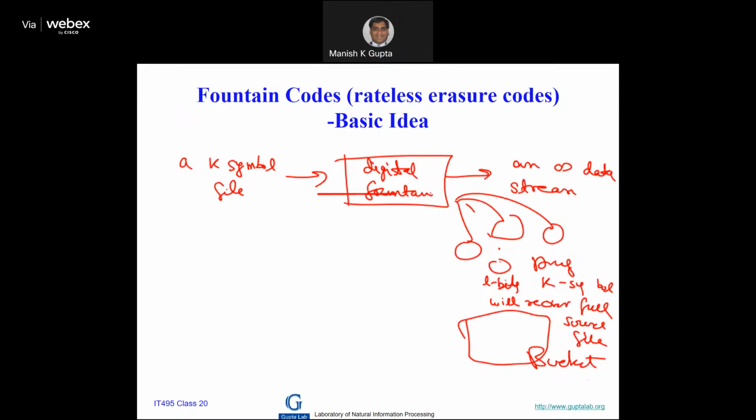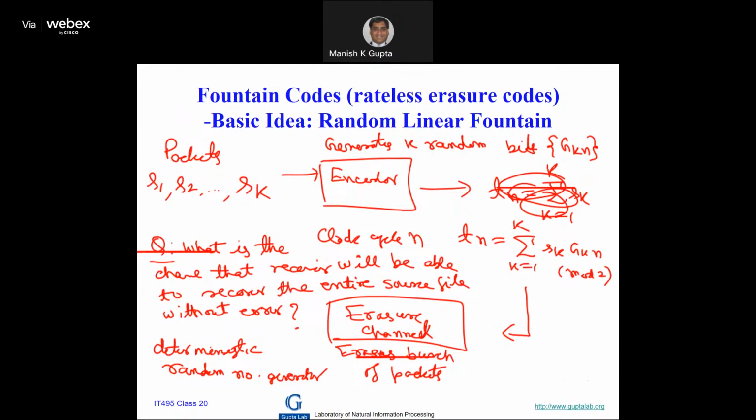Now, how do we do this encoding? As I mentioned last time, we generate random bits for the encoder, and then the output bits are based on the clock cycle. Tn is a linear combination of the information packets, chosen randomly. So, a random linear combination.